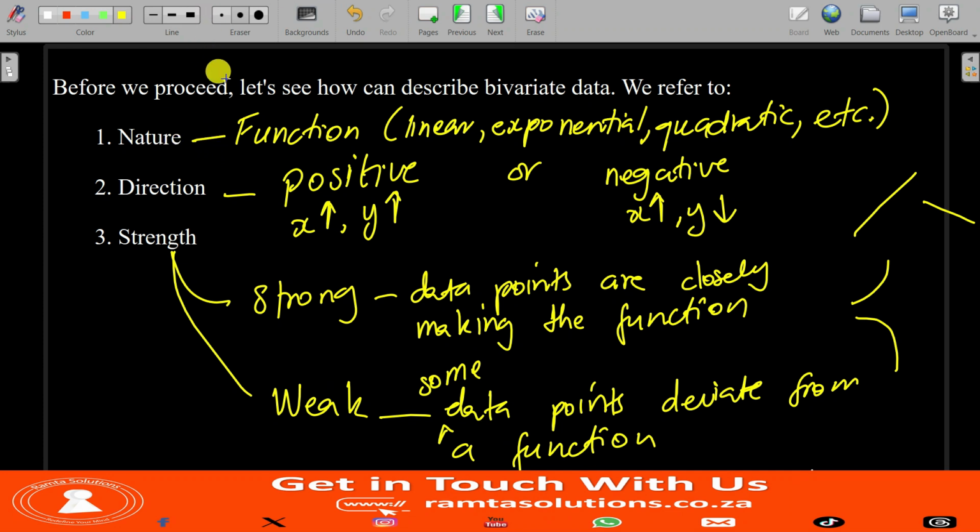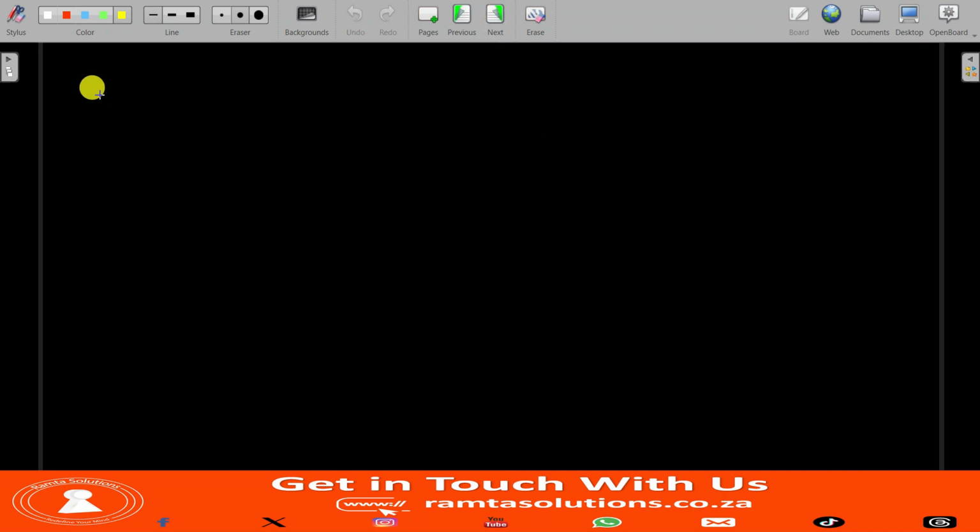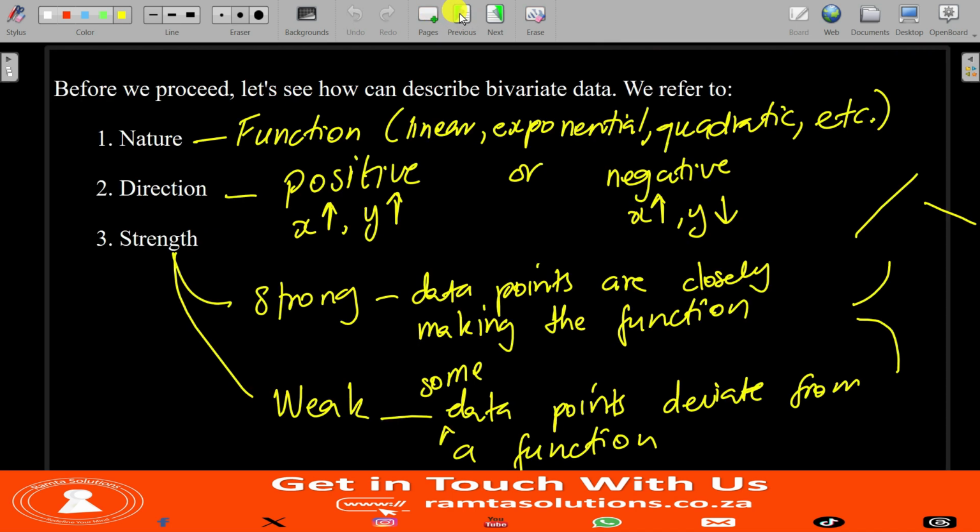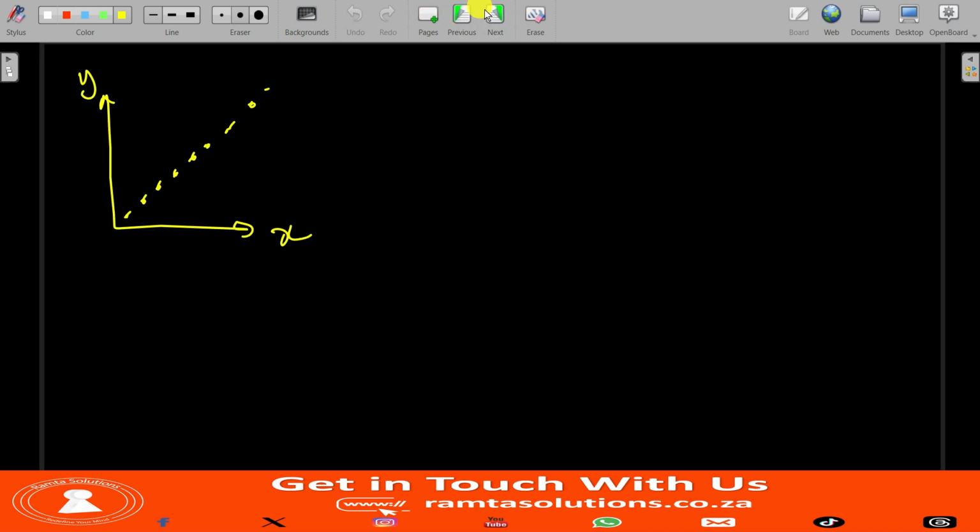All right. Now I'm going to give you examples of how we can use all these. Let's try this. I'm going to draw a graph here. Let's call this one y and this one x. First things first, I see a straight line, right? So it's a linear relationship.